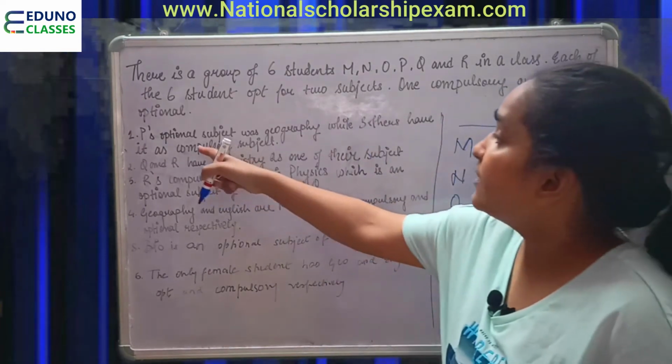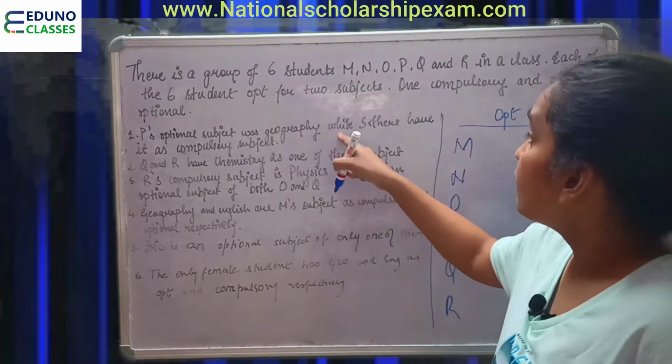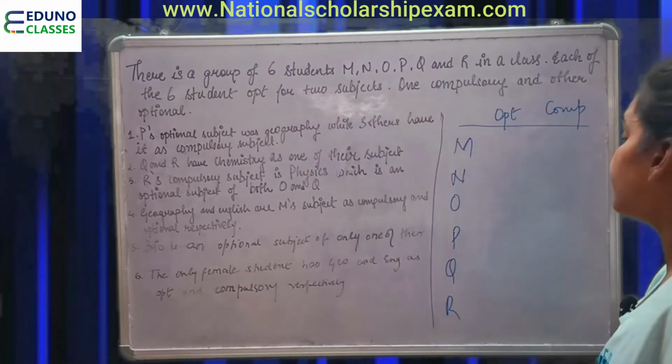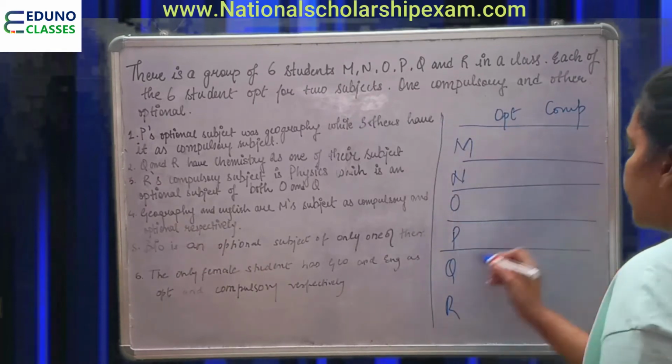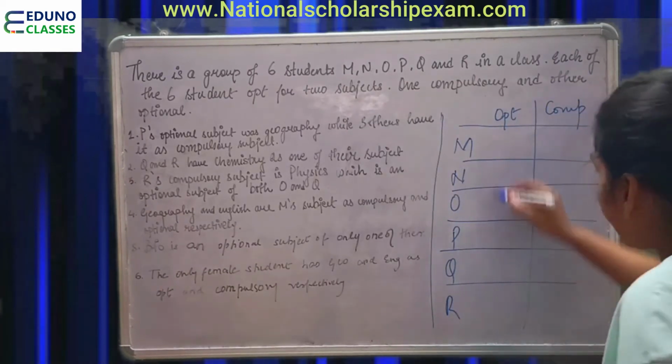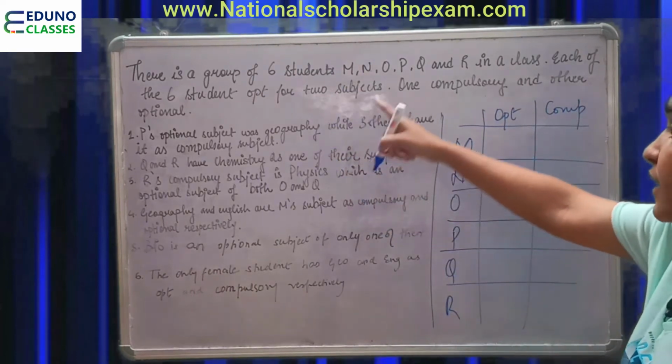They say P's optional subject was geography, while 3 others have it as a compulsory subject. Let us first make these rows and columns to distinguish them. They say P's optional subject is geography.